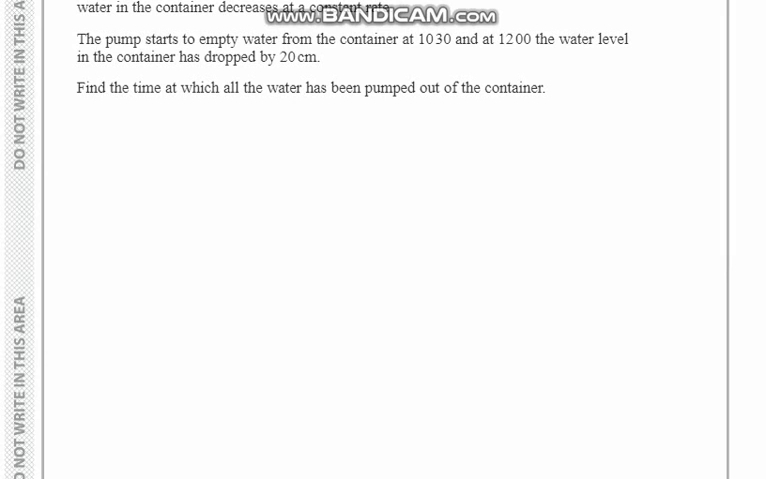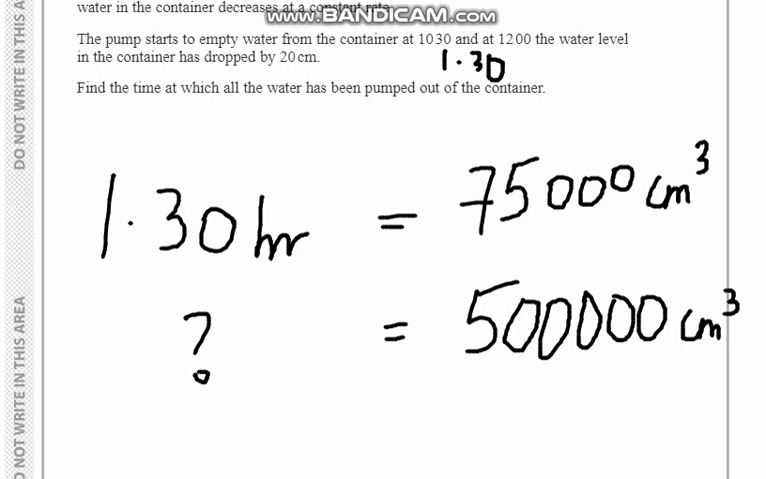So 10:30 to 12 is 1 hour 30 minutes, or 90 minutes. So 1 hour, 1.5 hours. The water level had dropped by 20 centimeters. Now we can do the comparison: 1 hour 30 minutes, or 1.5 hours, pumps out 75,000 centimeter cube of the water from the container, and that's 20 centimeters in height. So how much time will be needed to completely pump out the whole volume? That's 500,000 centimeter cube. So we'll just cross multiply.